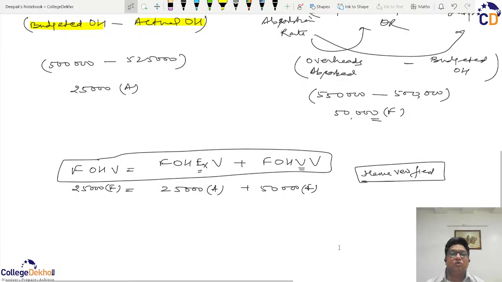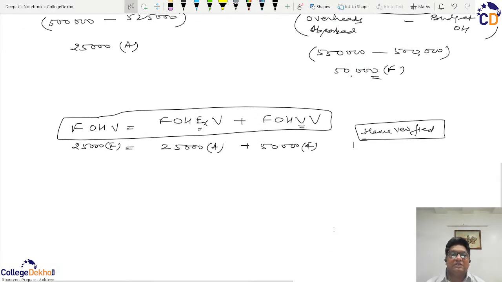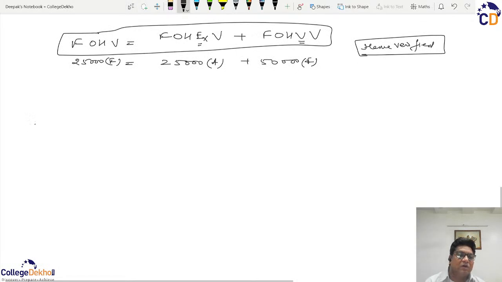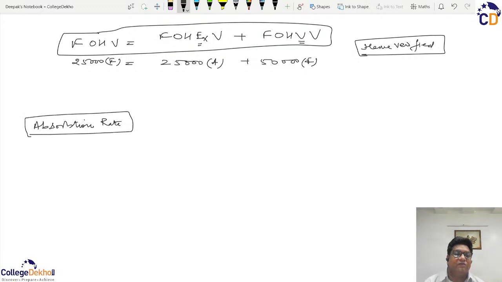So I hope this was good for you. Now before closing the session, I just need to make you understand one more thing: when we calculate this absorption rate, we have calculated it based on the units, that is, the budgeted units. But in practical life, the basis on which the overhead absorption rate is calculated can be traditional, and there are 5 different methods based on hourly production and percentage of cost which are used to calculate the absorption rate.